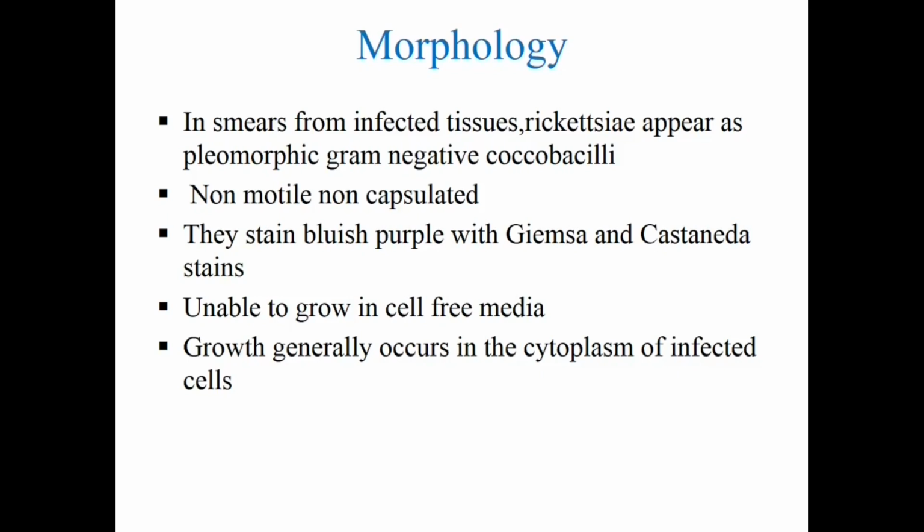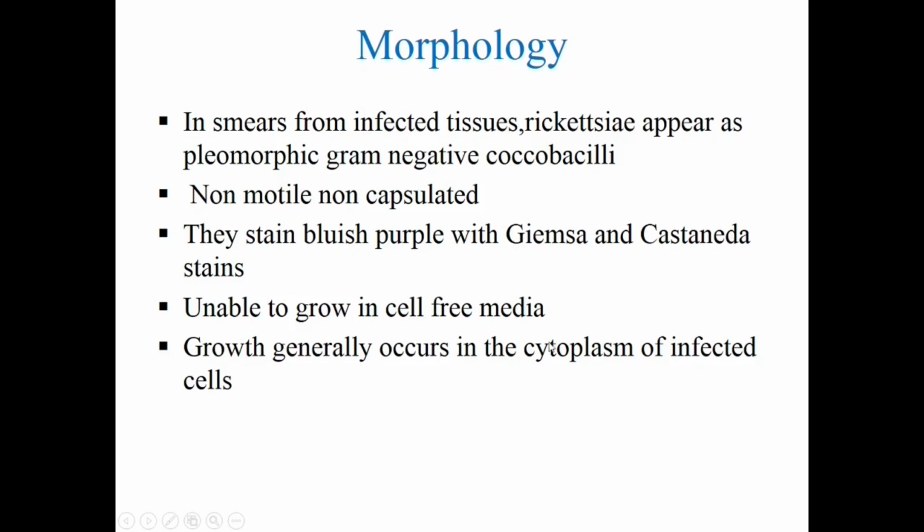So if you make smears from infected tissues, the Rickettsiaceae will appear as pleomorphic gram-negative coccobacilli, but this is not really true. You will never be able to appreciate them. You will have to use special stains. They are non-motile and non-capsulated. They stain bluish purple with Giemsa and Castaneda stains. These are the stains that we appreciate. I wrote here that they may be gram-variable or gram-negative, but the fact remains that you will not really appreciate that. You have to be very, very experienced to see that. So it is best for you to remember that it is best to stain them by Giemsa or Castaneda.